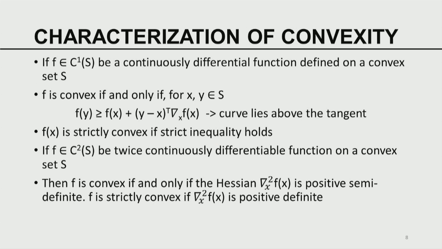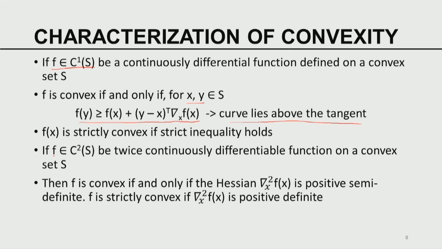Now suppose I know a little bit more. You say in addition f is C1. A C1 function is said to be convex if for any two x and y, f of y is greater than or equal to this. The curve lies above the tangent. Okay, that's an equivalent definition.